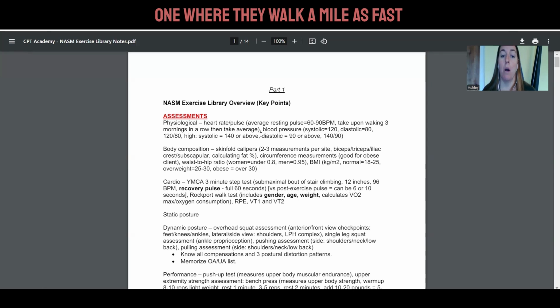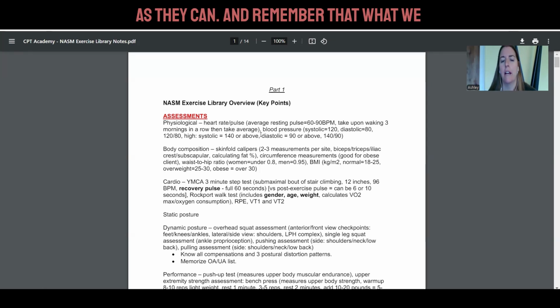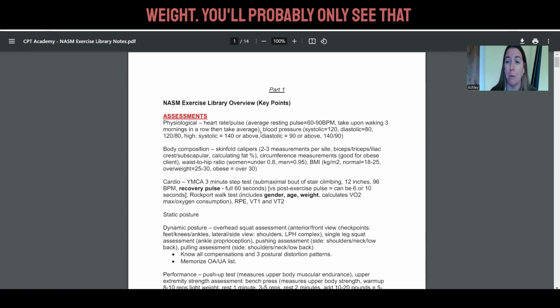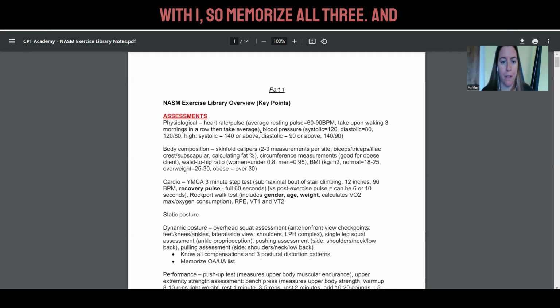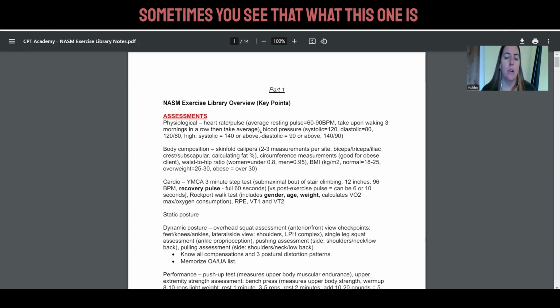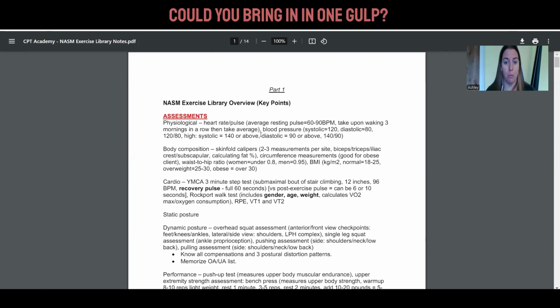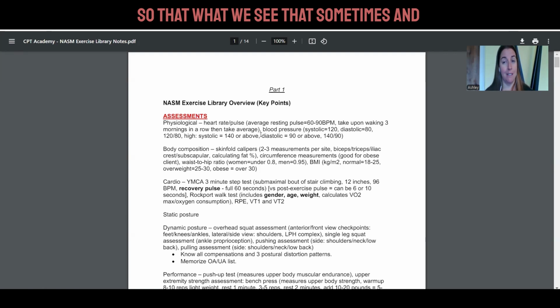Okay, Rockport walk test. This is the one where they walk a mile as fast as they can. Remember that what we put into that formula are gender, age, and weight. You'll probably only see that with one, so memorize all three. Sometimes you see that what this one is calculating is your VO2 max, the maximal oxygen consumption: if you were working 100%, how much oxygen could you bring in in one gulp? We see that sometimes, and that's different than the heart rate ones.